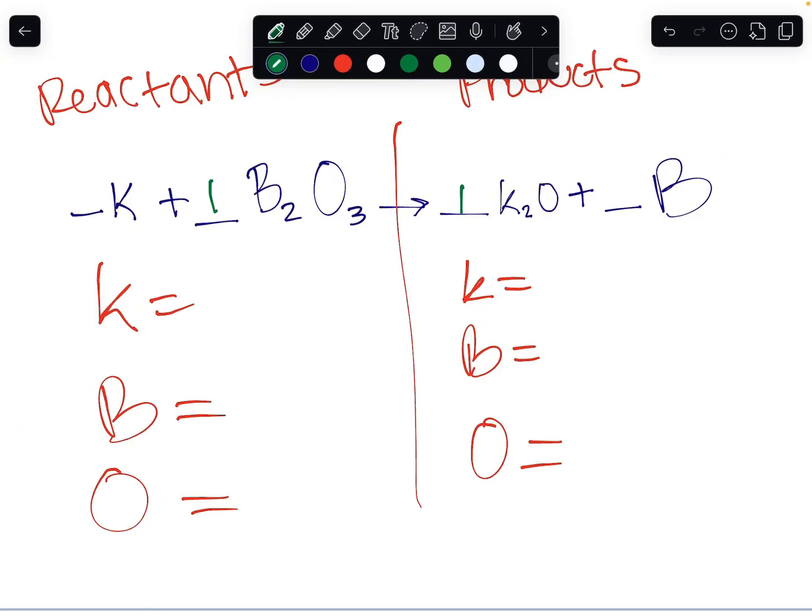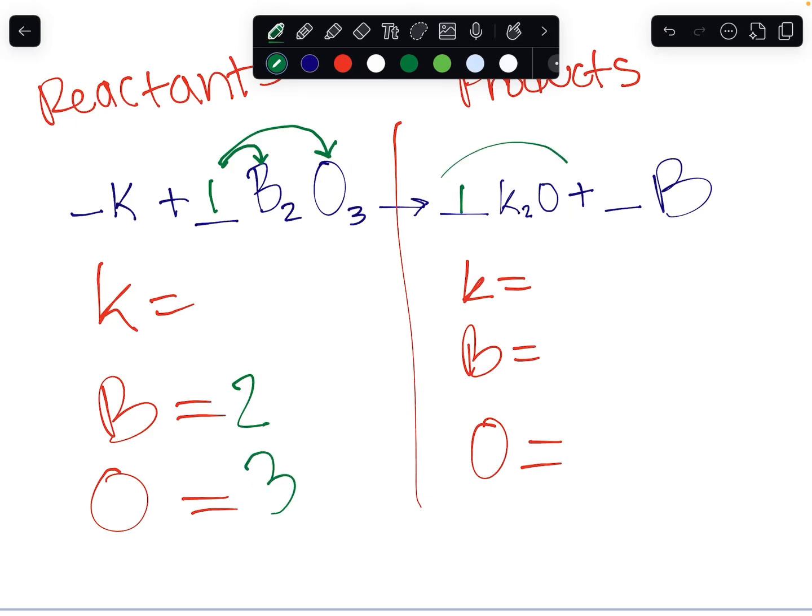So that means we have two B's, and I know that because these subscripts are multiplied by the coefficient to give us a total number of elements. So 2 times 1 is 2. So we're going to go ahead and write a 2 by the B. 1 times 3, because there's a 3 right here, 1 times 3 is 3. So we're going to go ahead and write a 3 by the O.